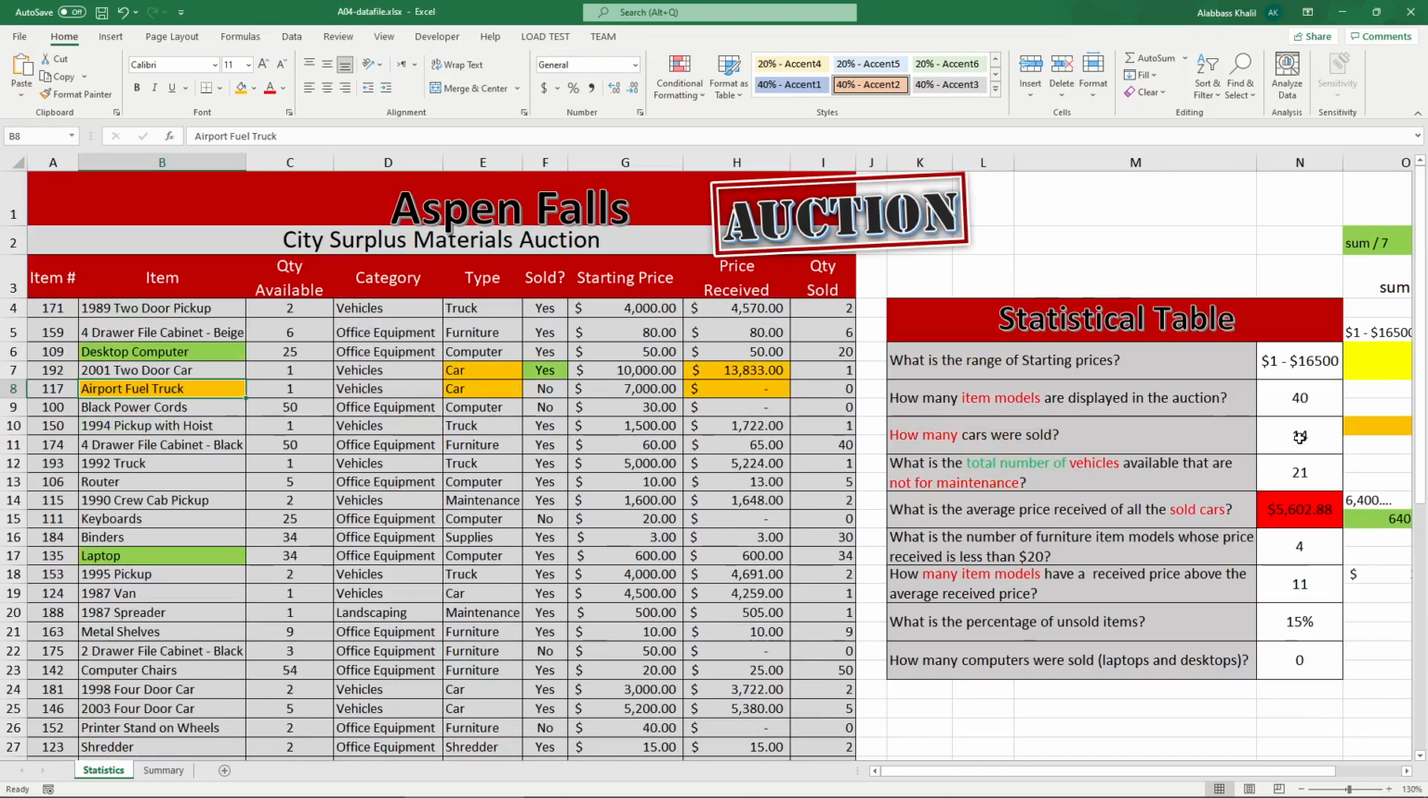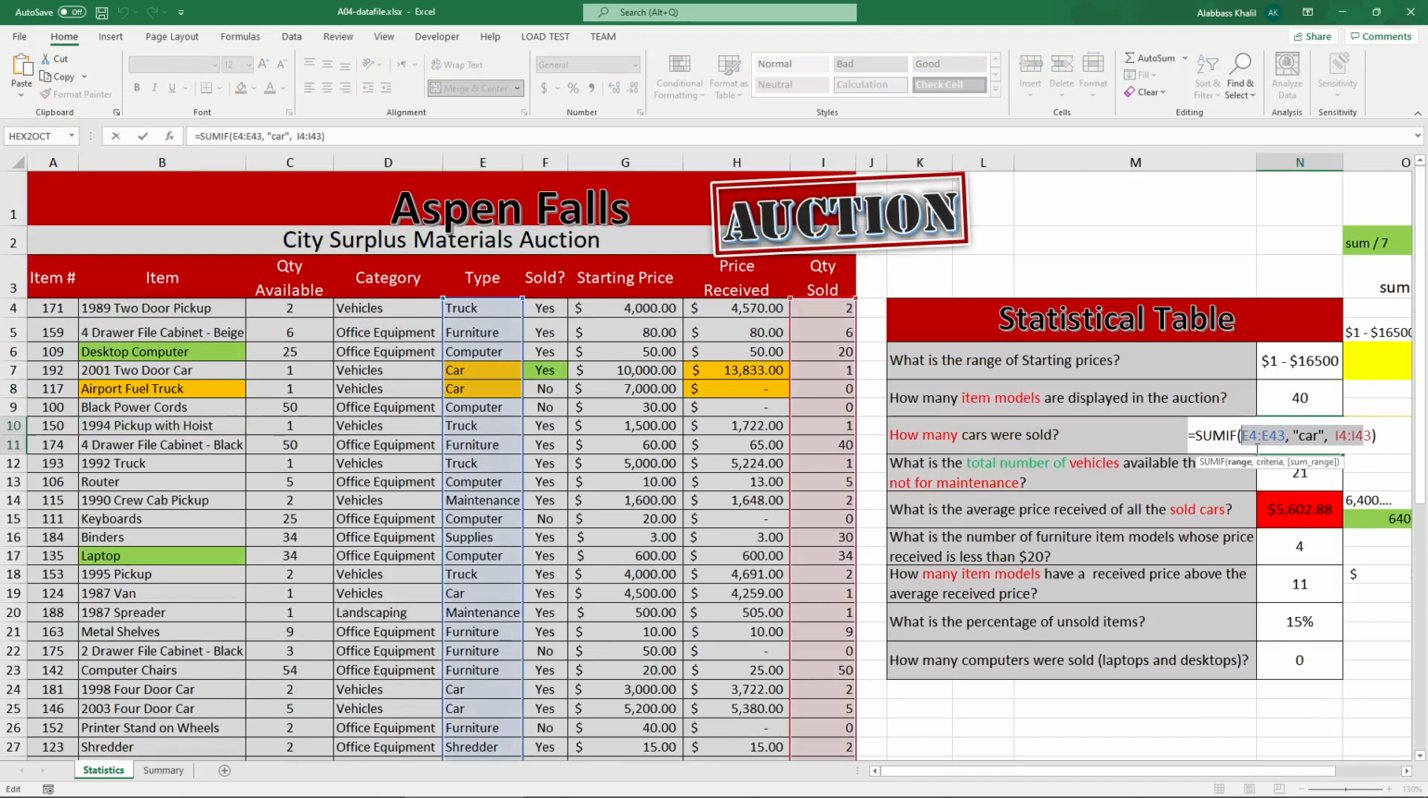So the way that this sum worked before when we did sum if car, what happened? It went through every type and it checked if it was car. So truck, is it a car? No. Furniture, is it a car? No. Computer, is it a car? No. Car, is it a car? Yes. So it started summing its quantity of sold.